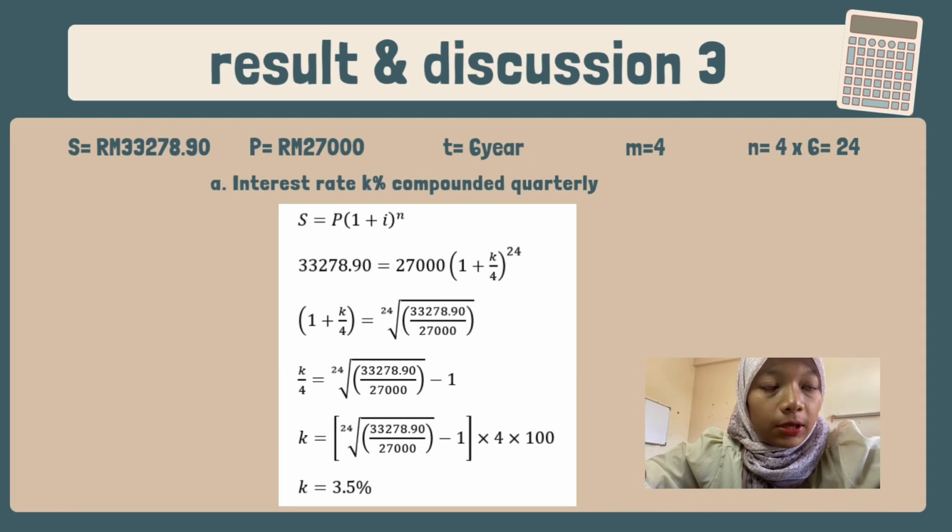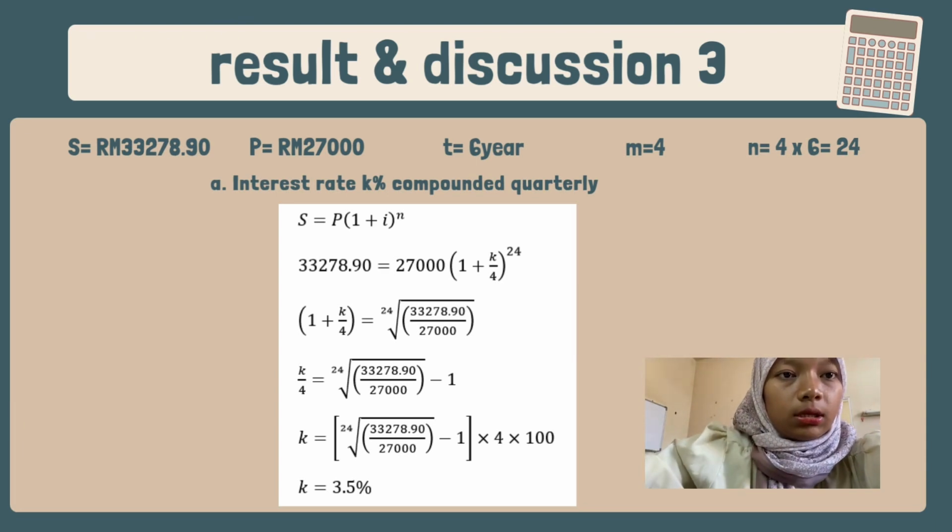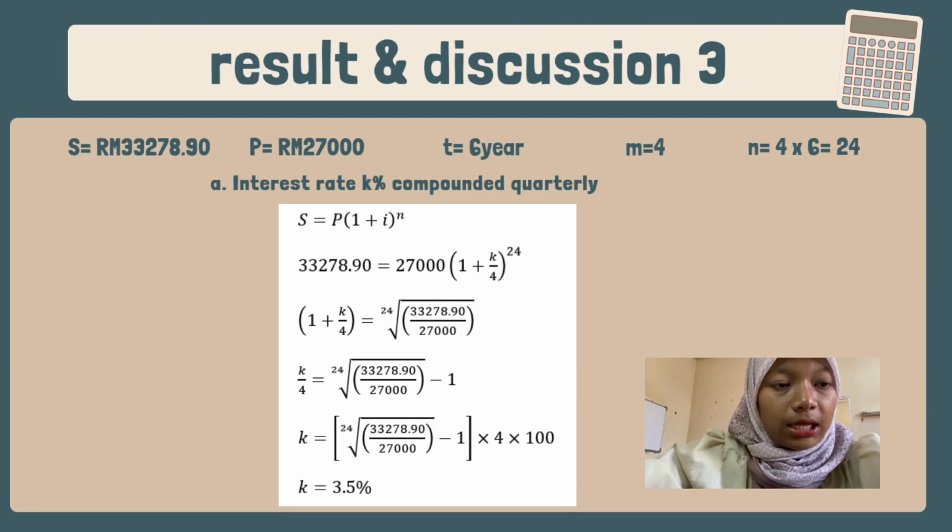Next, the result and discussion. S equal to 33,278 ringgit 90 cents, P equal to 27,000, T equal to 6 years, M equal to 4 compounded quarterly, n equal to 4 multiplied by 6 equal to 24. To find the interest rate, the formula is S equal to P(1 + i)^n. 33,278.90 equal to 27,000 (1 + K/4)^24. So (1 + K/4) equal to the 24th root of 33,278.90 divided by 27,000, and K/4 equal to the 24th root of (33,278.90 divided by 27,000) minus 1.